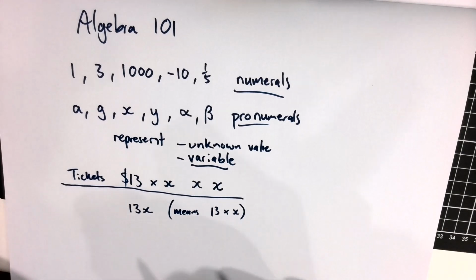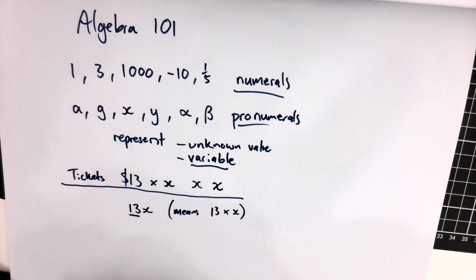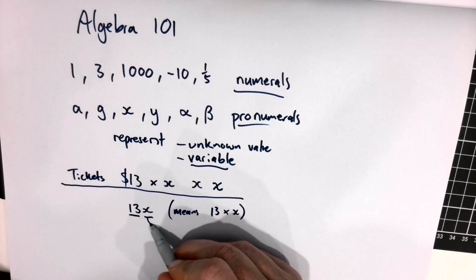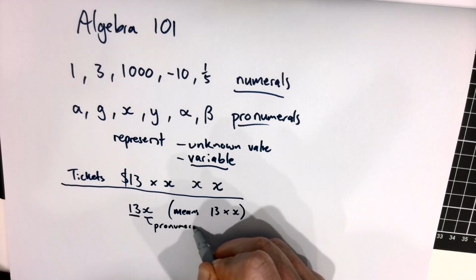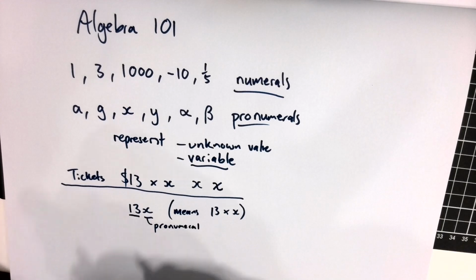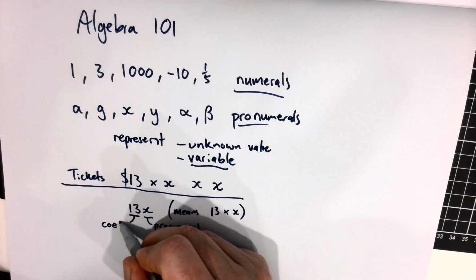What else? Okay, other words that we need to know. When we do put a numeral in front of a pronumeral, here's our pronumeral, we call that the coefficient.